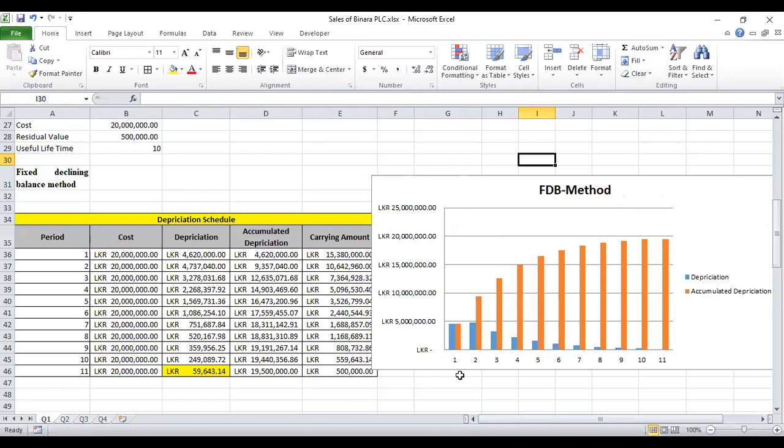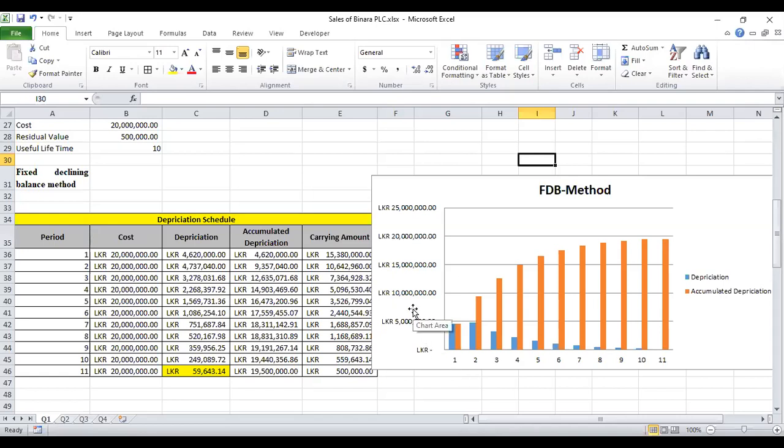You can't expect the same amount of benefit throughout the period in most of the assets. So the reality is that when the asset ages, the service potential is reducing. Therefore, the economic benefit it would offer tends to reduce. So if you come across such an instance, you may have to make use of the fixed declining balance method. Fixed declining balance method. Right, you have done that.